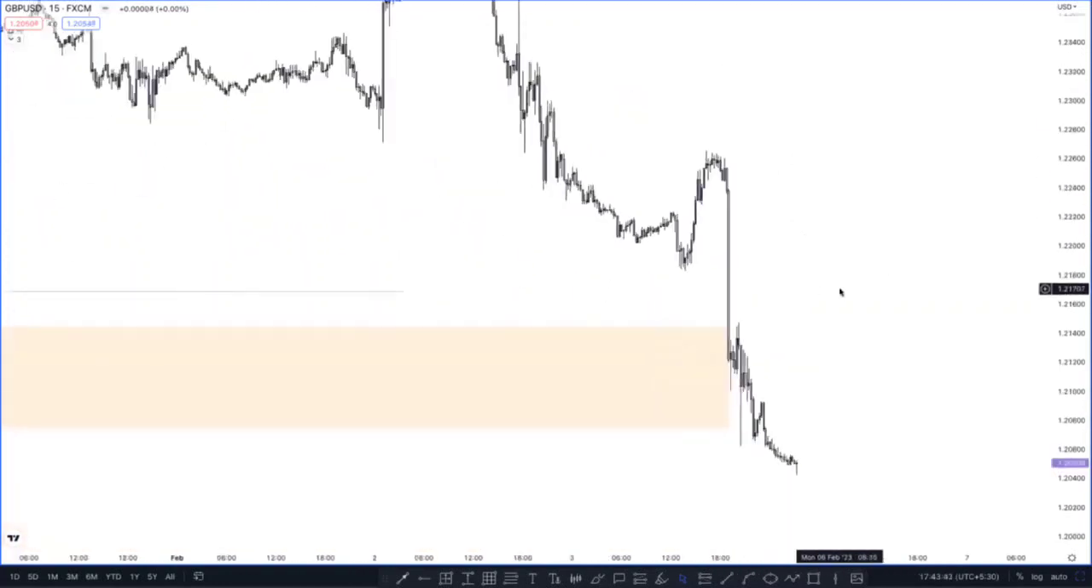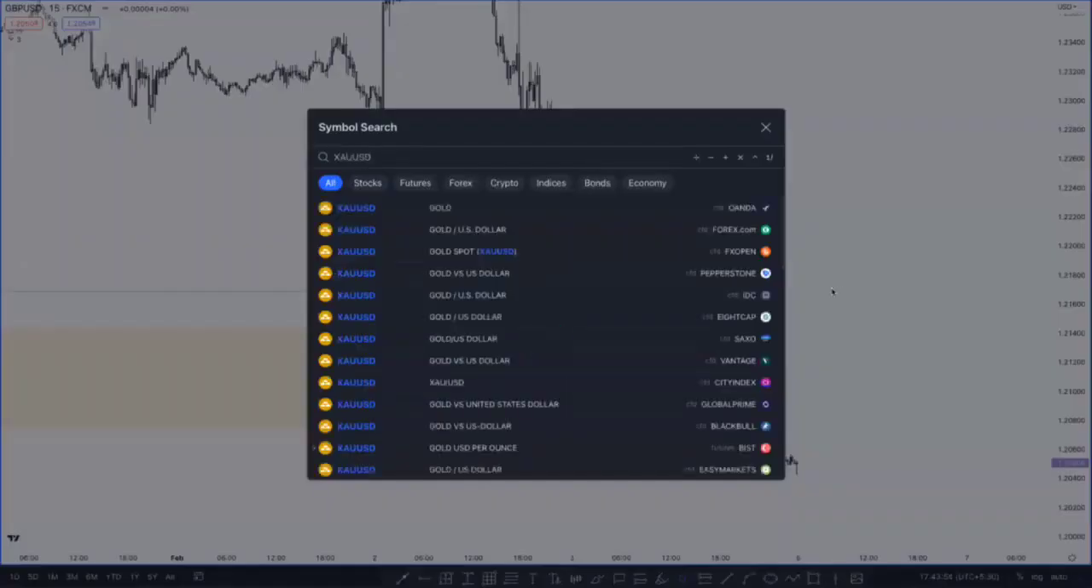So we can expect GBPUSD continuation to the downside as per the 15-minute time frame, and the higher time frame is looking for a reversal to the upside as per the daily time frame. Now switch here again to gold.